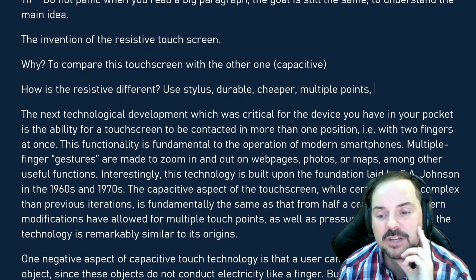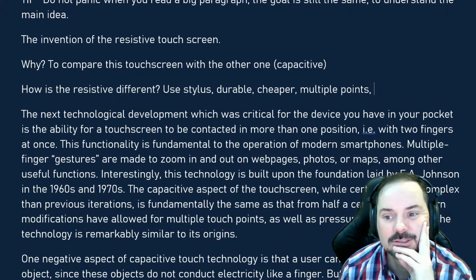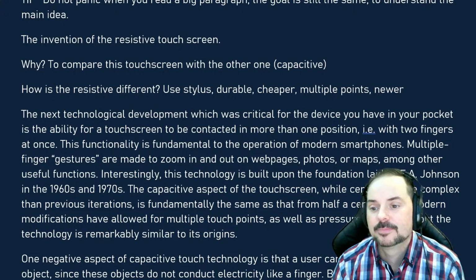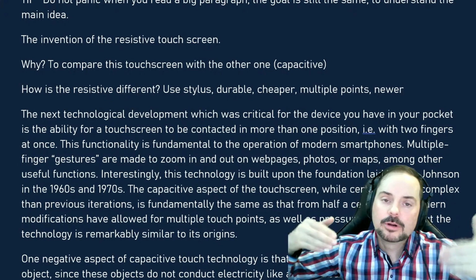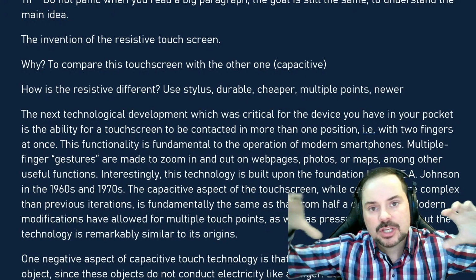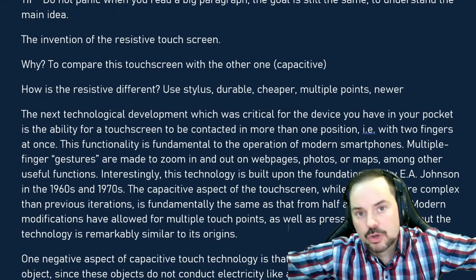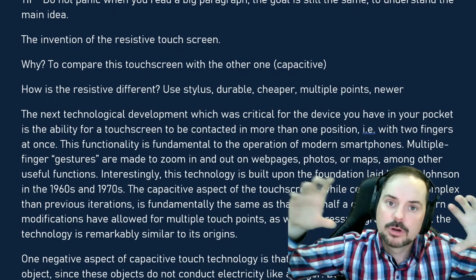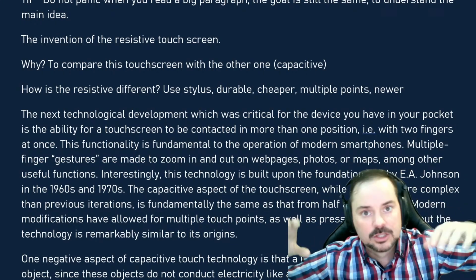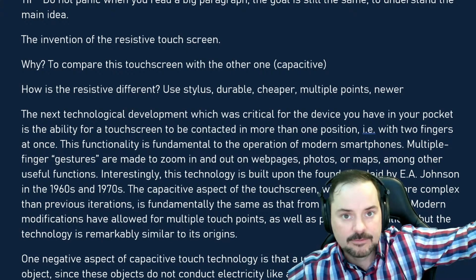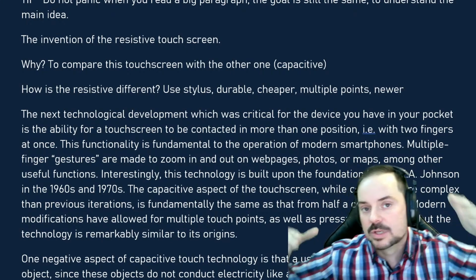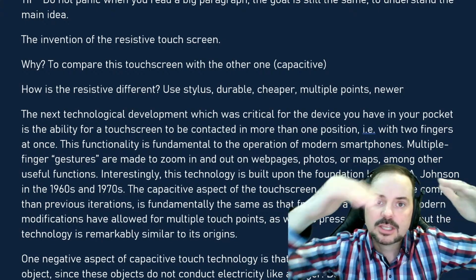Which one's a newer invention? The resistive touchscreen. Okay, yeah. So simple, right? It's newer. That's an important fact, because when you have a timeline, when you have chronology in the information, so you have older and newer, then it's important to keep chronology in your thoughts. You should remember who came first, who came second. So obviously here, Johnson came first, capacitive came first, then Hurst came second, resistive came second. So you want to keep that chronology.